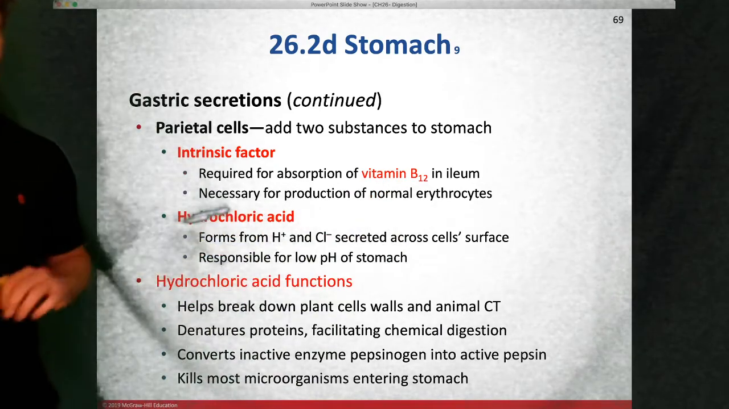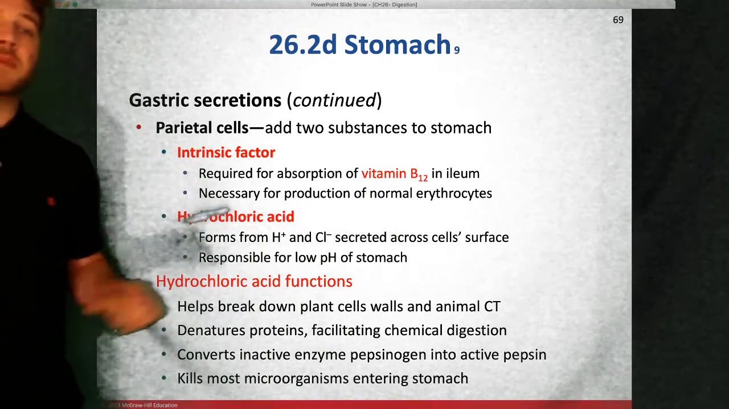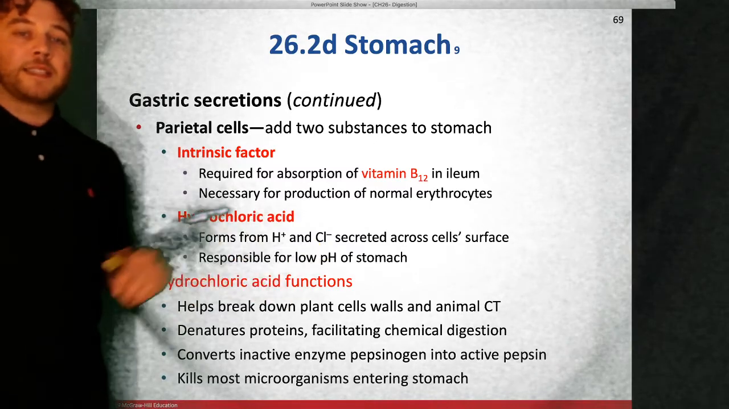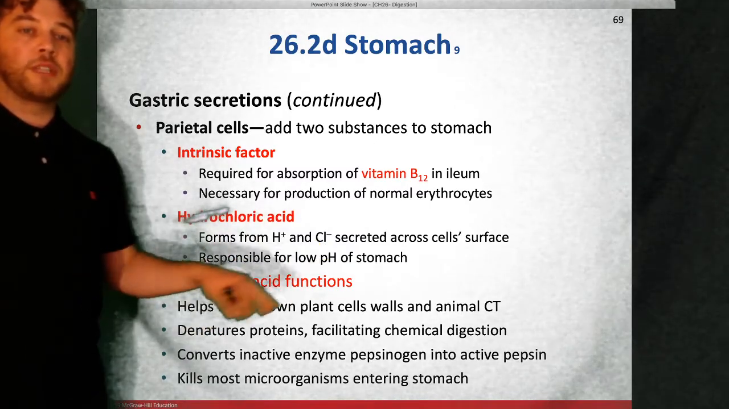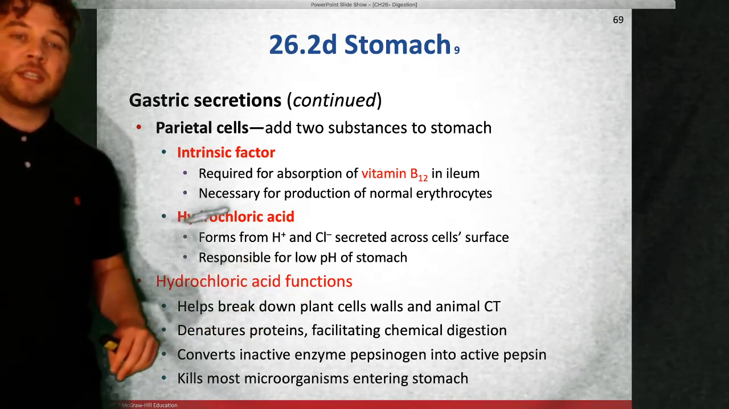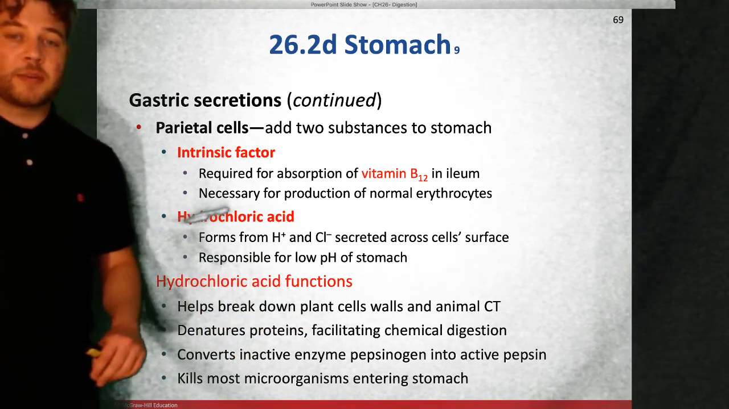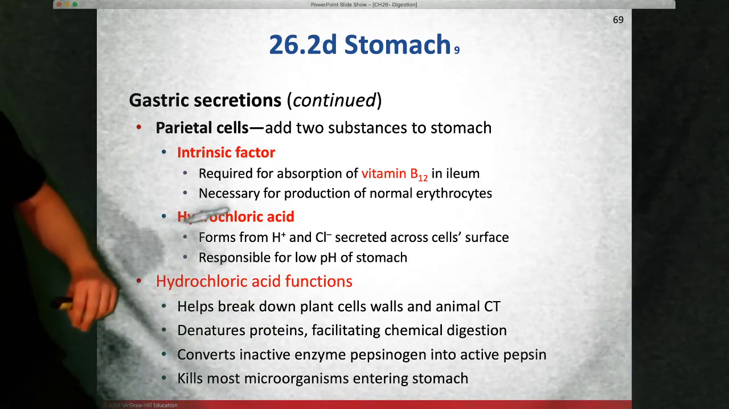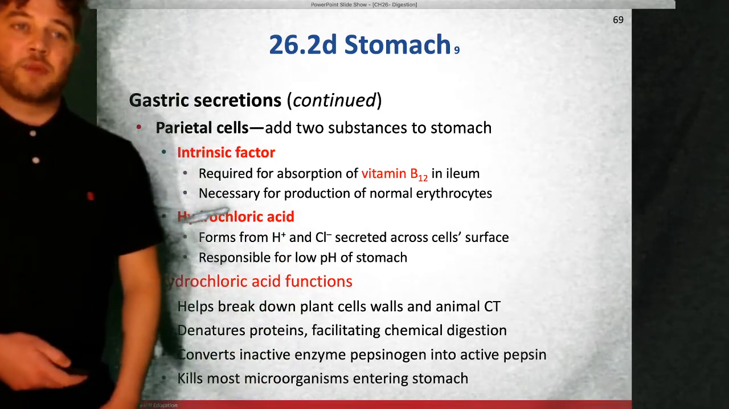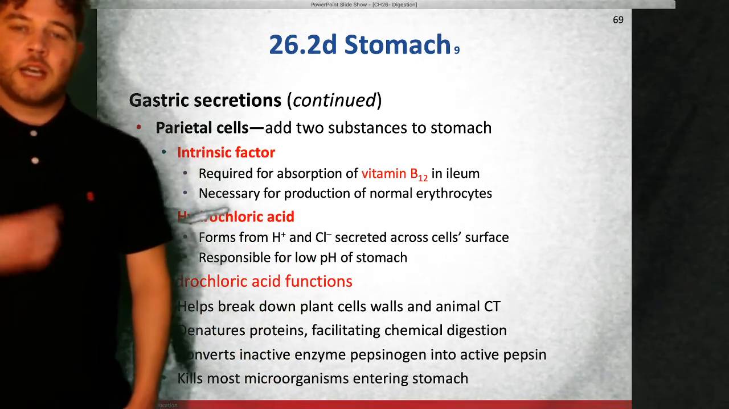There's also hydrochloric acid forming from H+ and Cl-, hydrogen and chloride, secreted across the cell surface, responsible for the low pH of the stomach. HCl functions help break down plant cell walls and animal connective tissue, denaturing proteins, facilitating chemical digestion. It converts inactive enzymes, the pepsinogen, into active pepsin, that is going to be digesting proteins. And it kills most microorganisms entering the stomach. So those are the basic HCl functions. This is, again, one of the reasons why any kind of esophageal reflux can be really damaging, because you have that HCl impairing it.